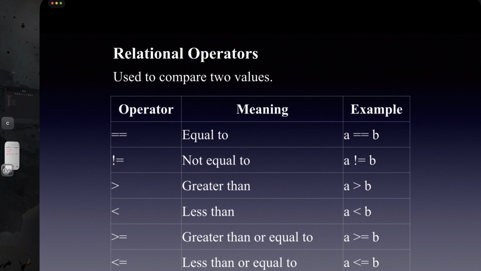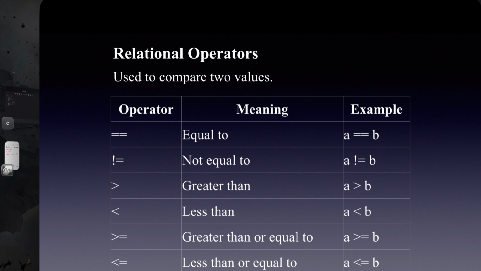Now move on to the next topic, relational operators. Relational operators are used to compare two values or expressions. They return either true or false. Common relational operators are equal to, not equal to, greater than, less than, greater than or equal to, less than or equal to. For example, A greater than B checks whether A is greater than B.